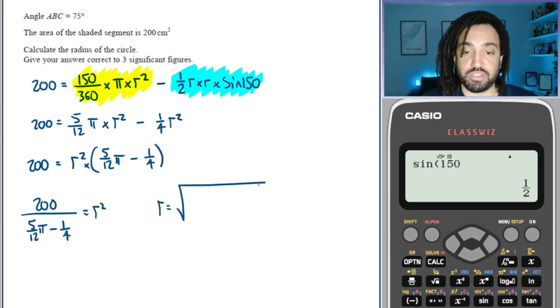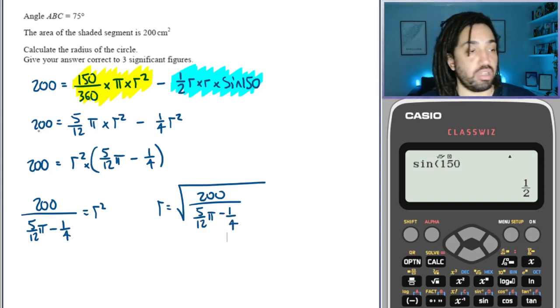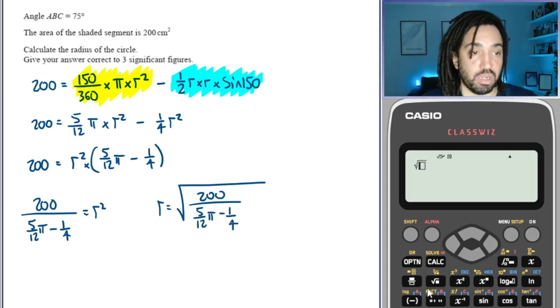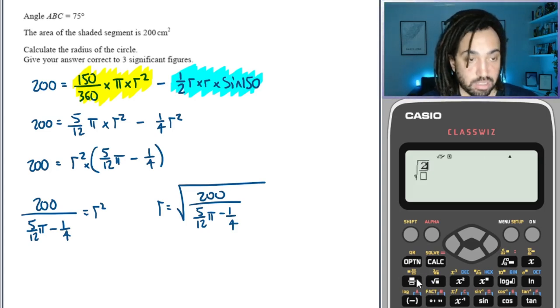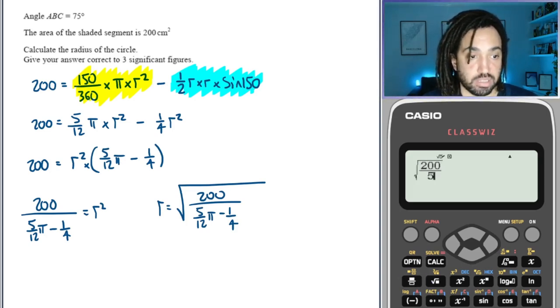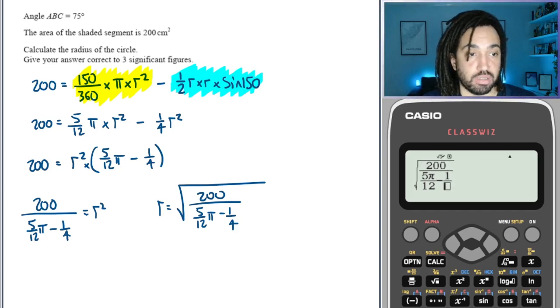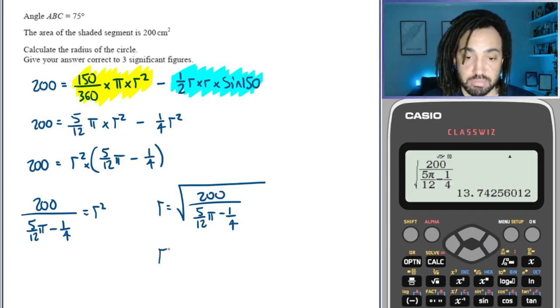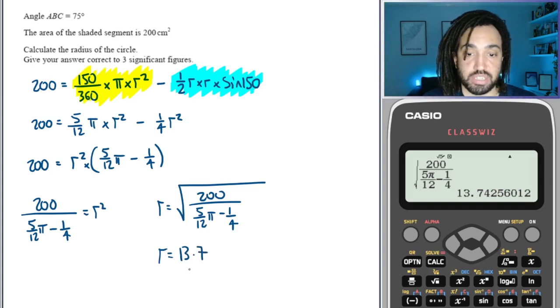So to finish off, r is just the square root of 200 over 5/12 pi minus a quarter. And that way I could do it all just in one calculation, just like this. So 5/12 of pi minus 1/4, and then we just press equals, and it should give us our correct answer. So r is equal to 13.7. Brilliant.